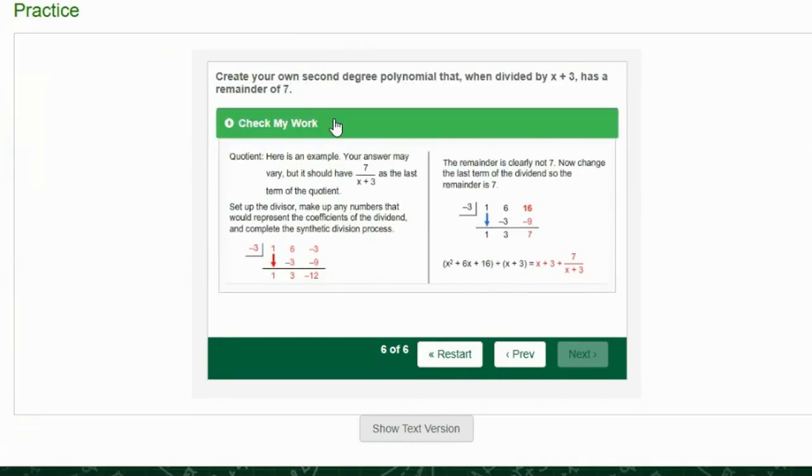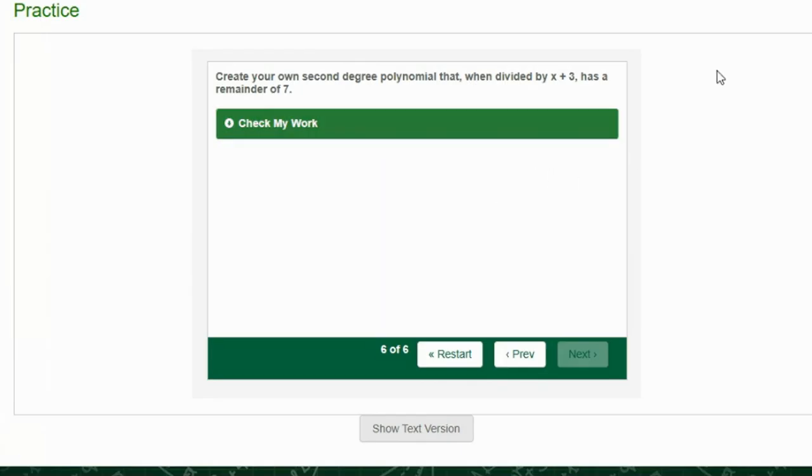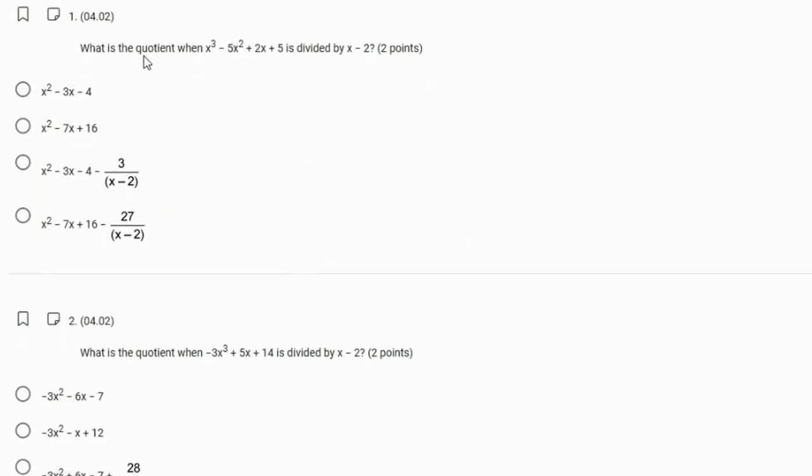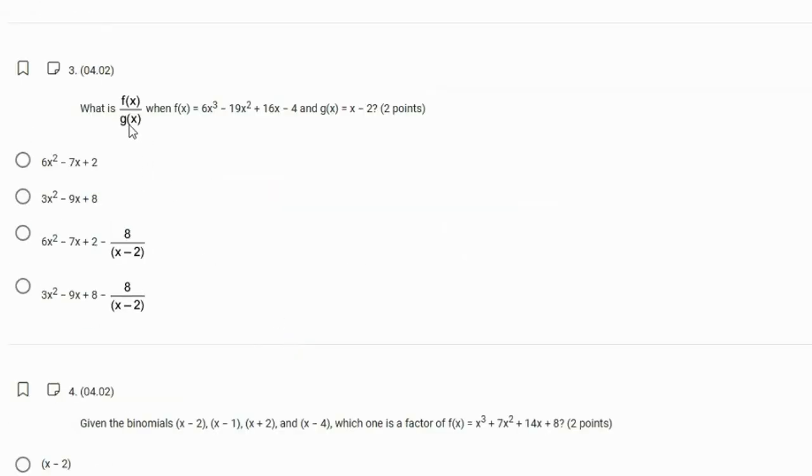Your work may be very different, but you should work on that. All right, we're going to look at the assignment for this one. What is the quotient when you divide by x minus 2? Okay, let's retreat. X minus 2, synthetic division. What's the quotient? When f of x is divided by g of x, what is f of x divided by g of x? When this is what f of x is, and this is what g of x. X to the third, x squared, x and the constant.